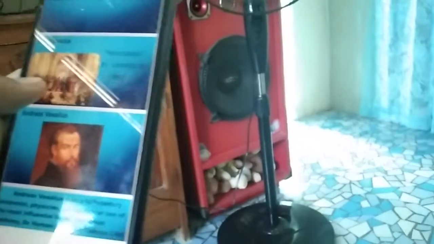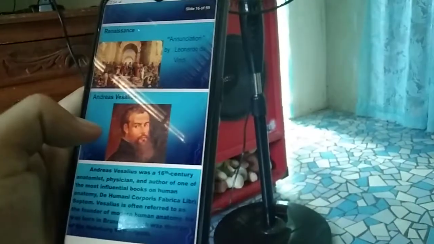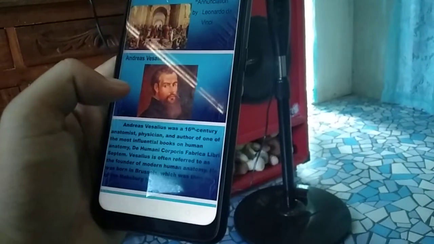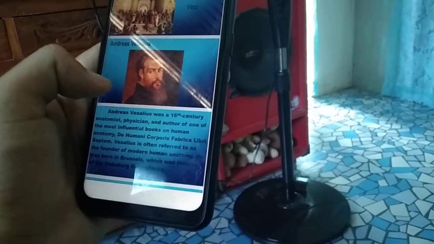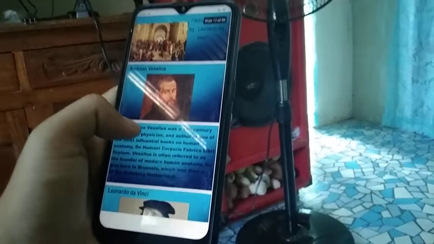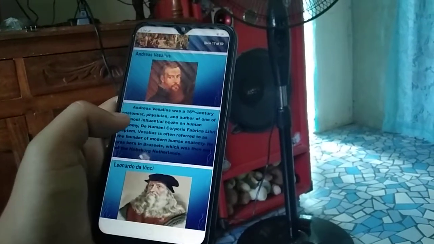Renaissance. Inspiration by Leonardo da Vinci. Andreas Vesalius.